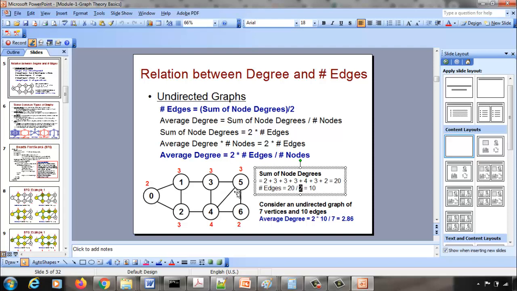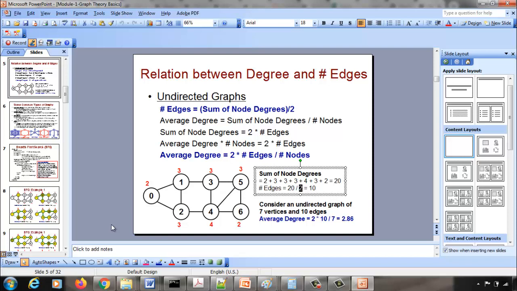So given a graph, you need not manually count the number of edges. You can just add up the node degrees, which is more error free, because if you are manually counting the number of edges, you could make a mistake, and sometimes it may not be feasible, because if you are given a large graph, you may not be able to accurately count the edges manually. So with this approach of summing up the node degrees and dividing the sum by 2, you can get the number of edges in an undirected graph.